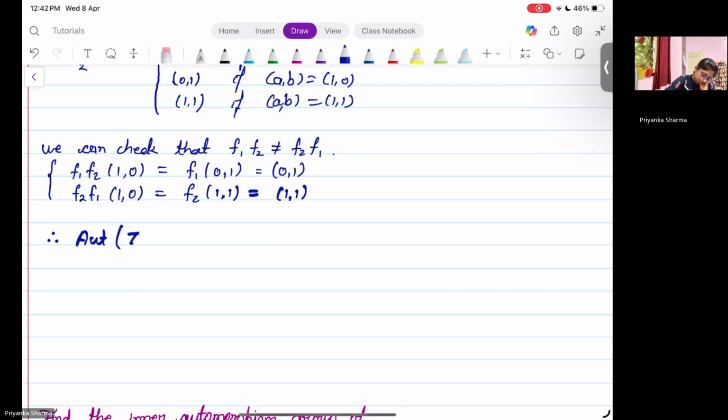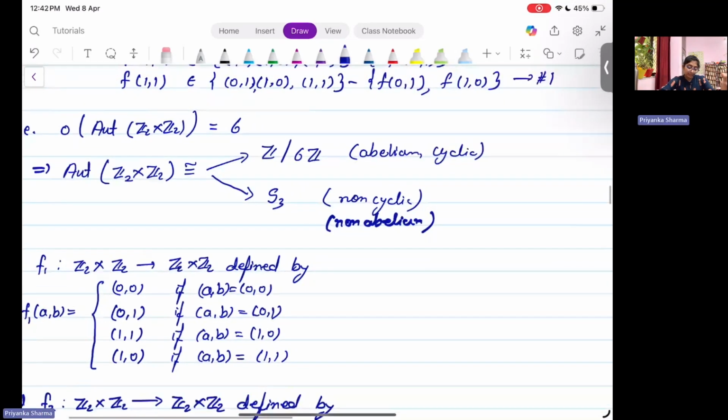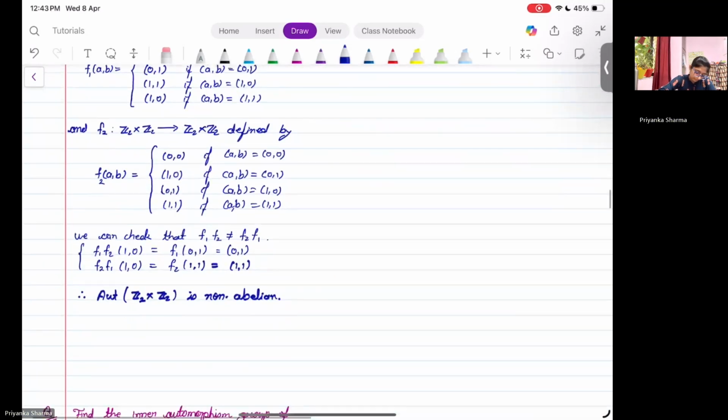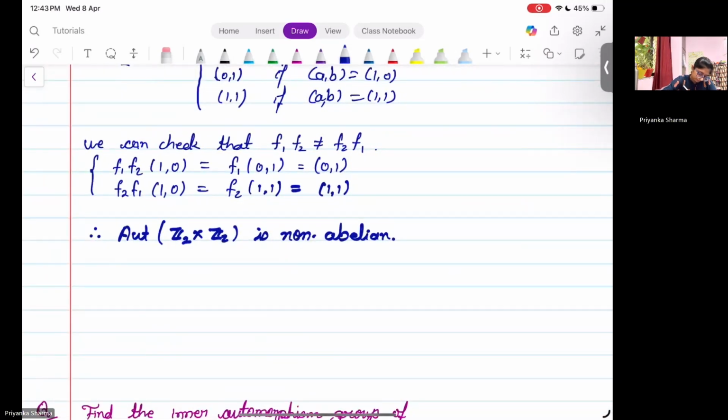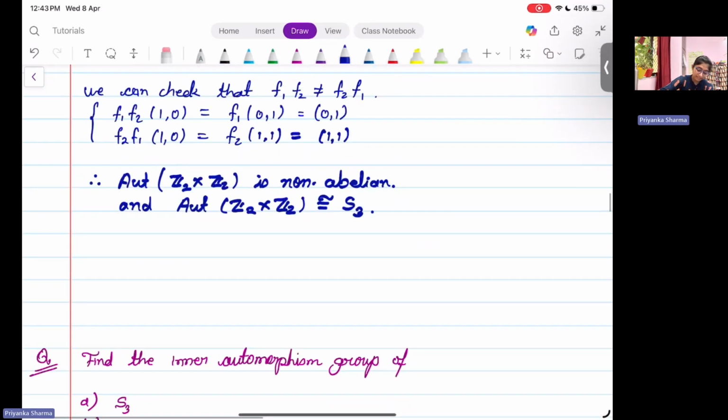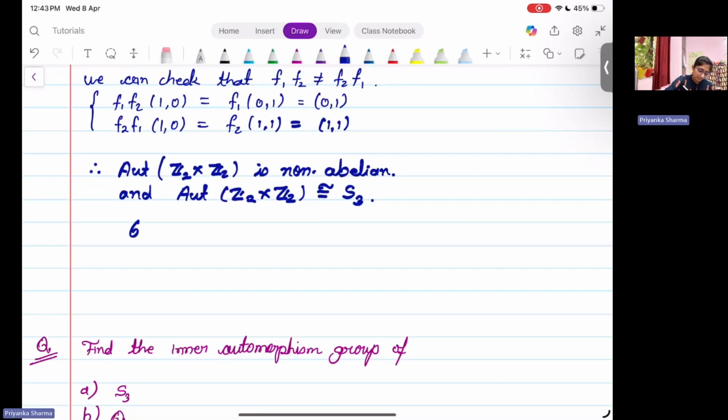So the group generated by F1 and F2 is non-abelian. This means it is isomorphic to S3. Now, this being isomorphic to S3 means it will have 6 elements.